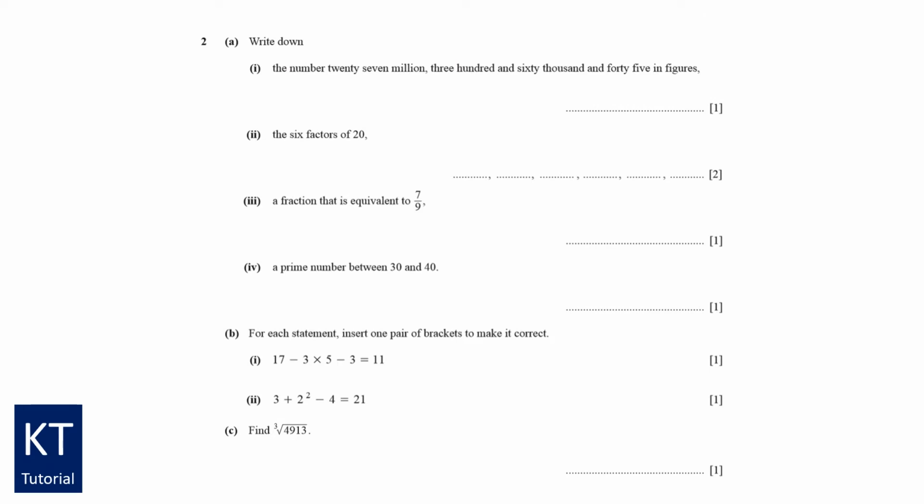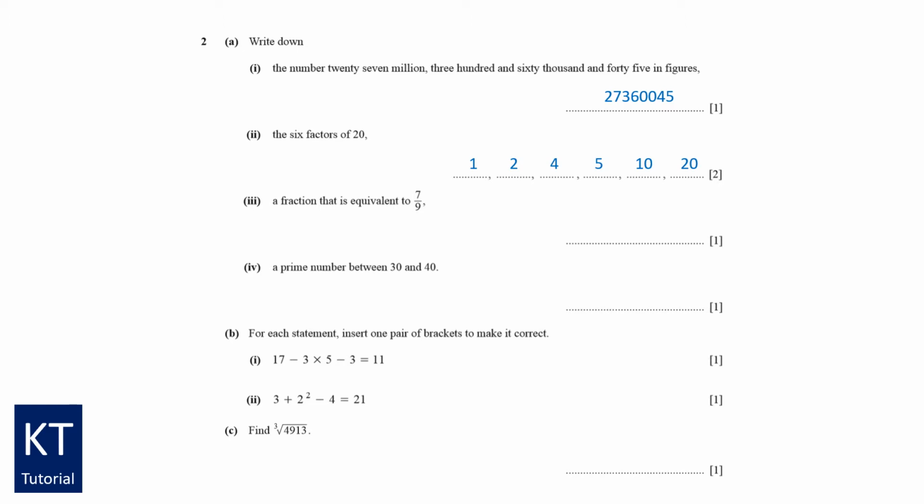Question 2a. Write down the number 27,360,045 in figures. The number is 27,360,045. Next, write down the 6 factors of 20. They are 1, 2, 4, 5, 10, and 20.